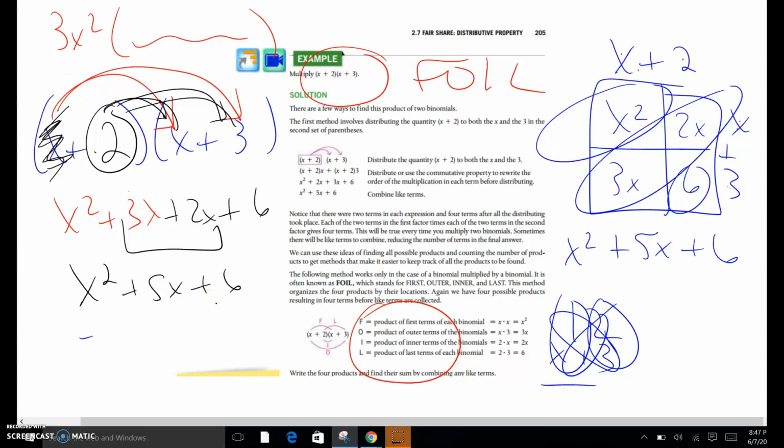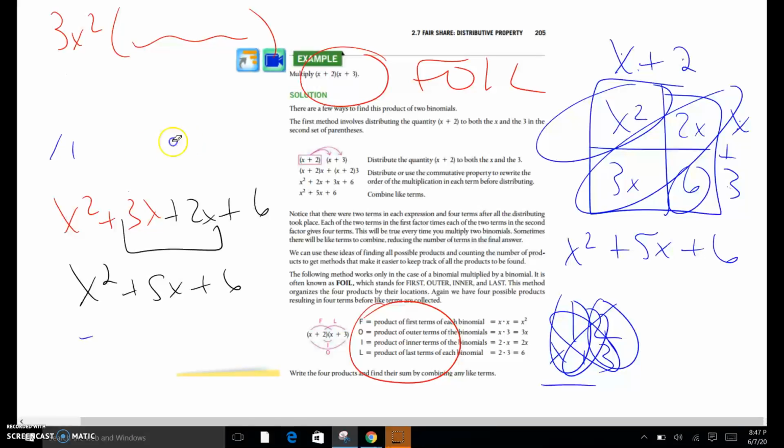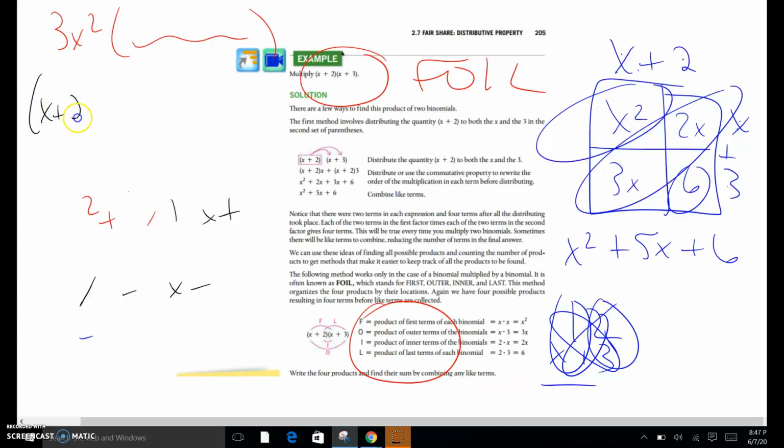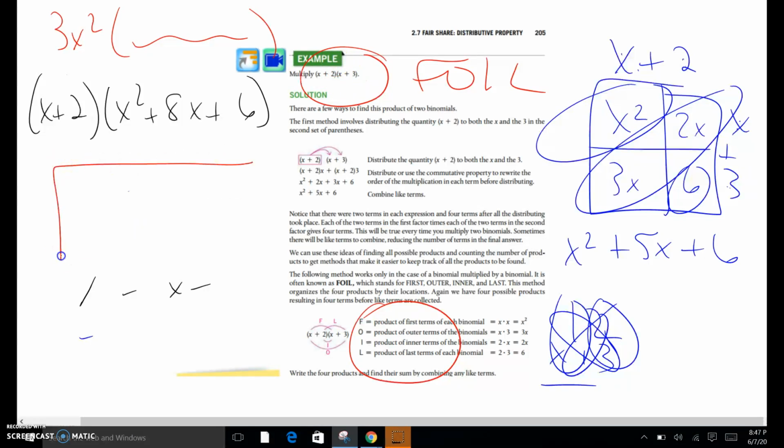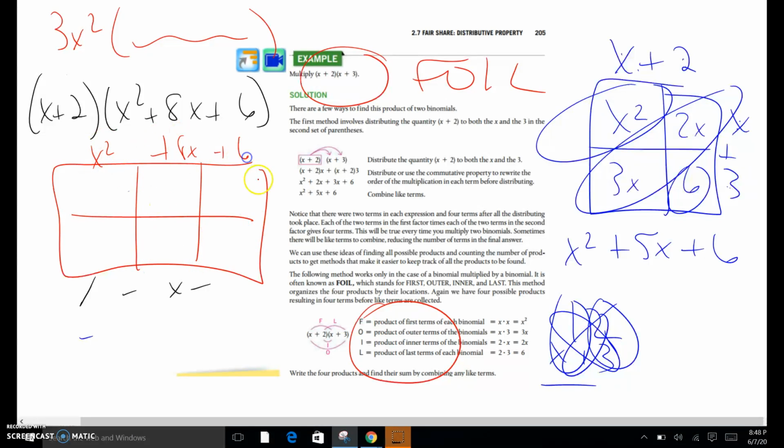The problem with FOIL is it only works with first, outside, inside, last, which means you have to have a binomial times a binomial. So if you had something like x plus 2 times x squared plus 8x plus 6, FOIL doesn't work, because there's a first and outside, but there's no middle, there's no M in FOIL. It only works with a 2 and a 2. The nice thing about the boxes is it still works. You can make a box that's 3 on one side and 2 on the other. So the box can do really big problems where FOIL is limited. So switch to the next page and try it out, see how it goes.